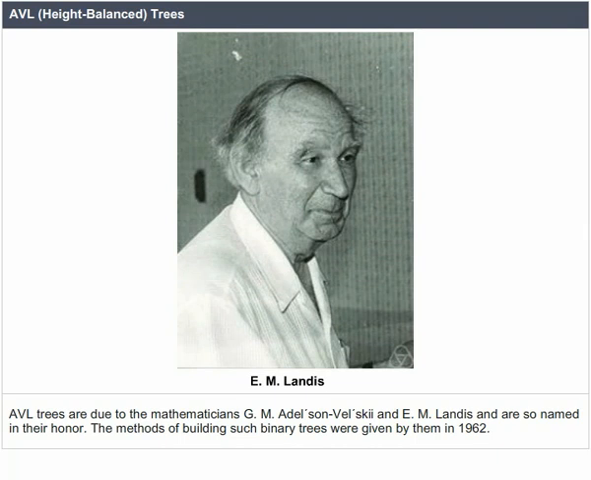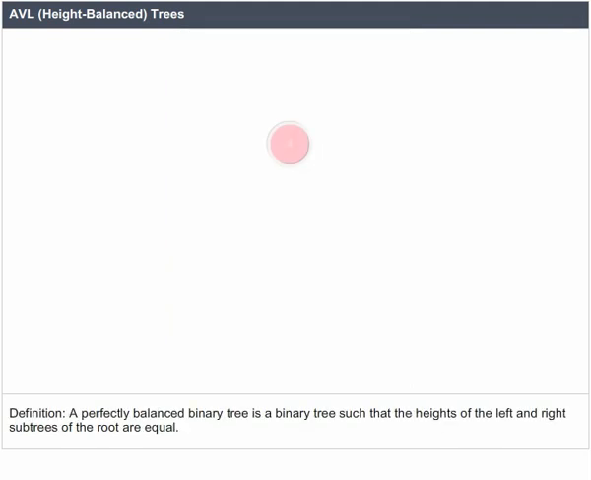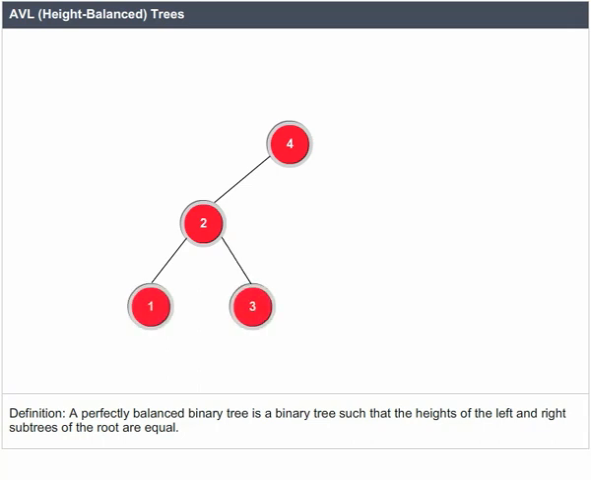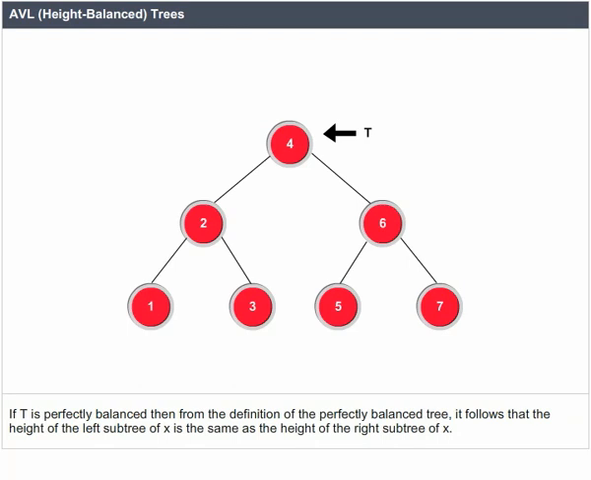We begin by defining the following items. AVL height balanced trees. Definition. A perfectly balanced binary tree is a binary tree such that the heights of the left and right subtrees of the root are equal. The left and the right subtrees of the root are perfectly balanced binary trees. Let T be a binary tree and X be a node in T. If T is perfectly balanced, then from the definition of the perfectly balanced tree, it follows that the height of the left subtree of X is the same as the height of the right subtree of X.